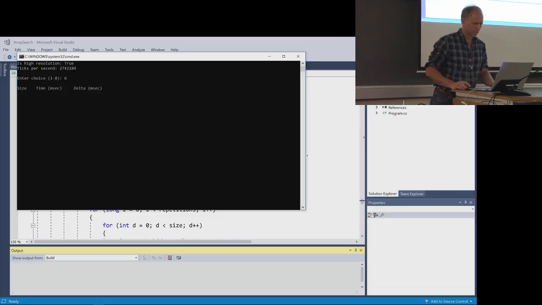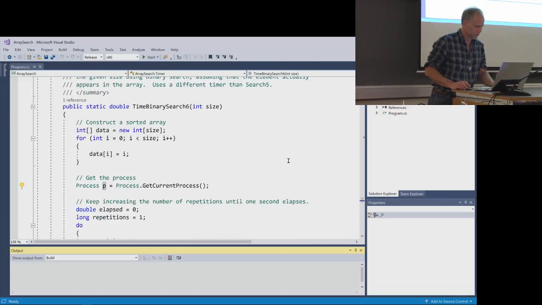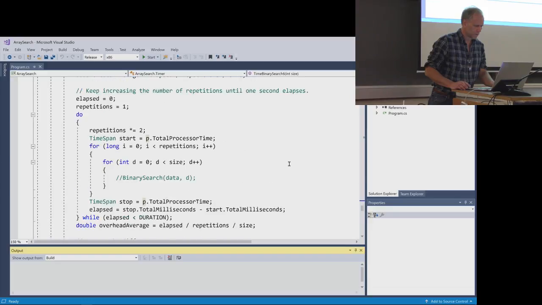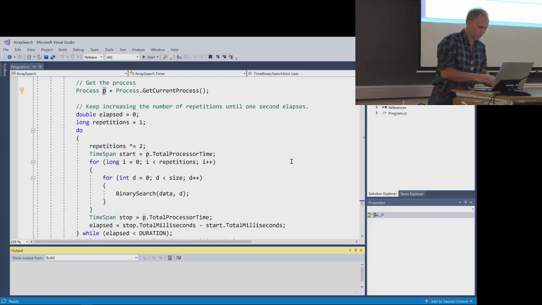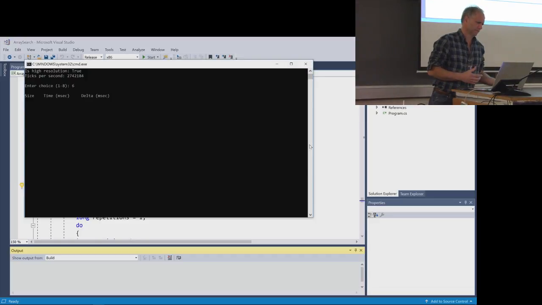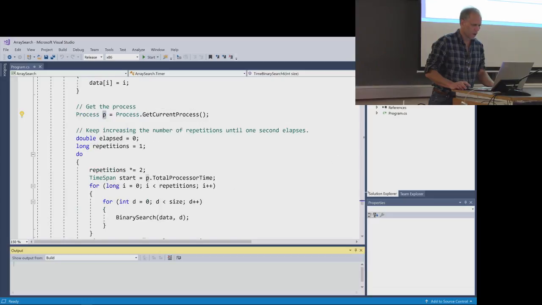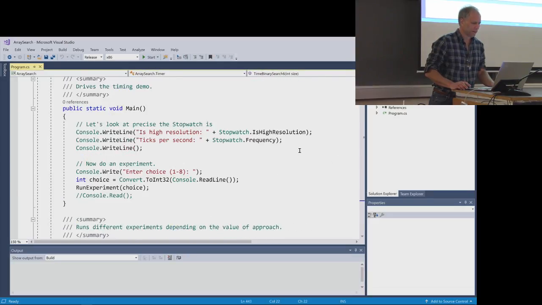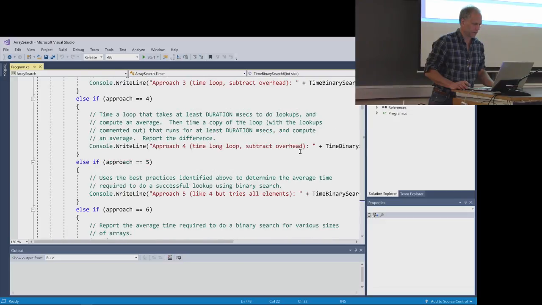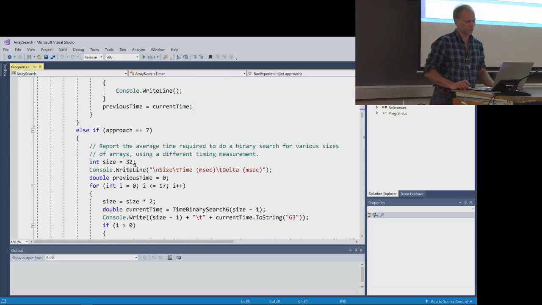Okay, where am I looking here? Let's try this again. So this is version 6. What I'm just wondering is why it's printing out a table here. Oh, I know what's happening. Let's go back up here to the top. Experiments 1, 2, 3, 4, 5 use best practices. This one reports the average time required to do a binary search for various sizes of arrays. 7 uses a different timer. I think I have it labeled wrong.